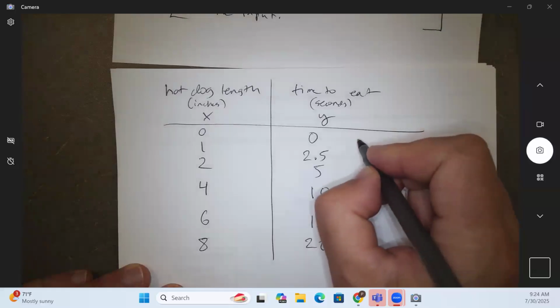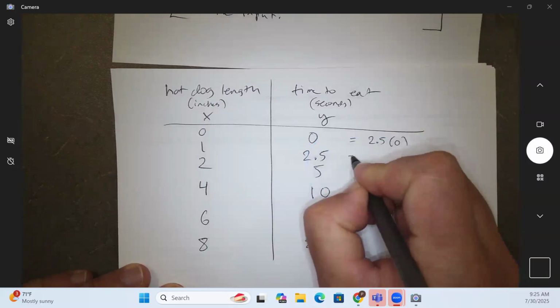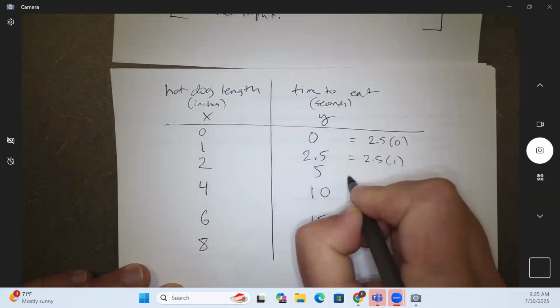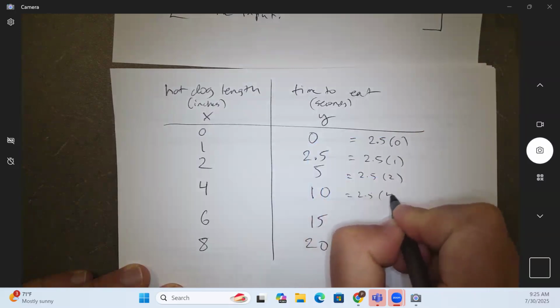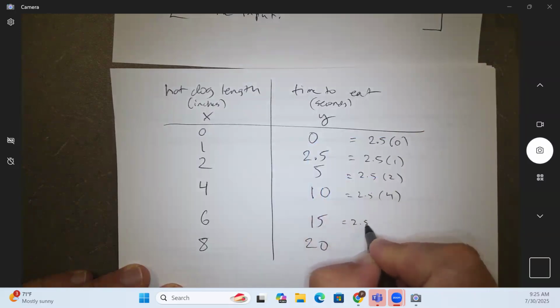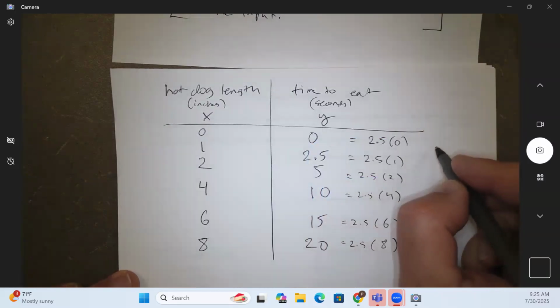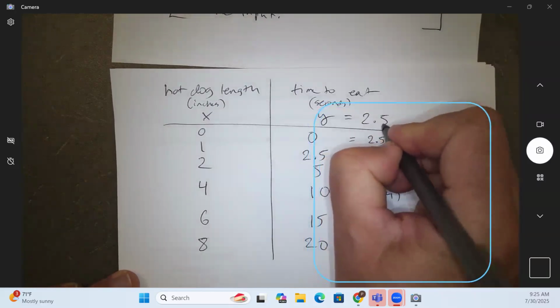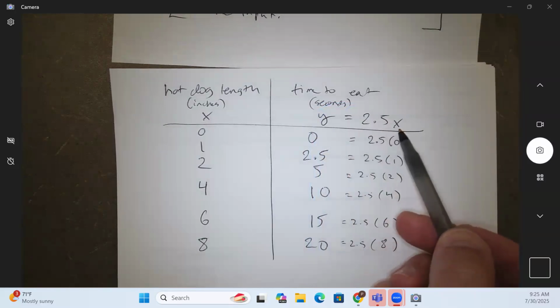Right? Notice this value right here is 2.5 times 0. This is 2.5 times 1. This is 2.5 times 2. This is 2.5 times 4. This is 2.5 times 6 and 2.5 times 8. Y is 2.5x. It's simply a constant multiple of the input.